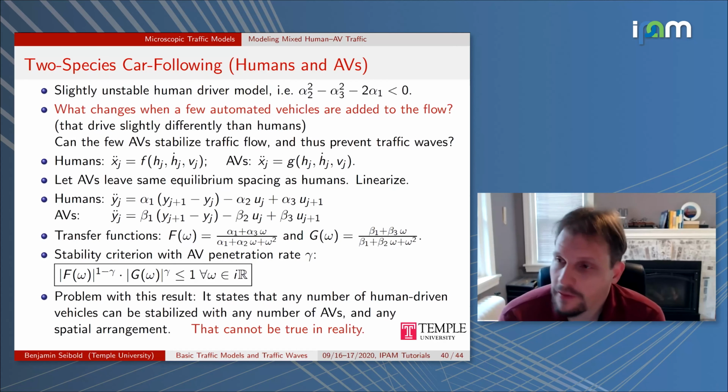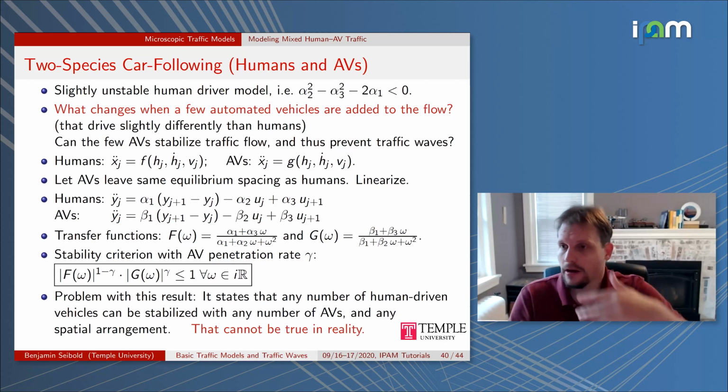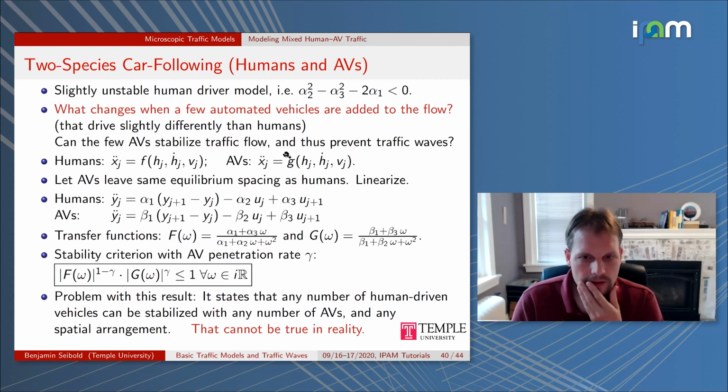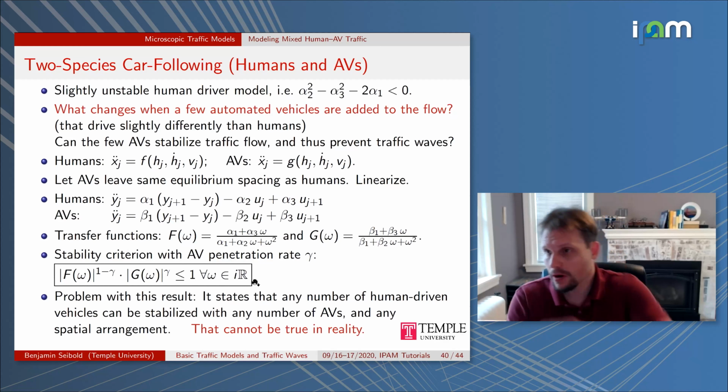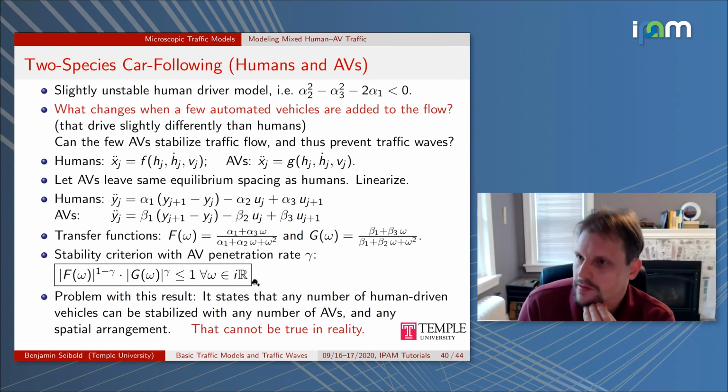Okay, and that's, for example, a very good example of a very interesting question that can be studied here, almost analytically. And there's a lot of interesting aspects. So for here we would have a transfer function F for the humans, slightly unstable here, and a transfer function G for the other cars, like control vehicles or autonomous vehicles, and you can ask, can a few autonomous vehicles stabilize the traffic flow? Well, the stability condition is that if the penetration rate of the autonomous vehicles is gamma, it's just this G modulus to the power gamma times the remaining power of F, and if that is less than or equal to 1 for all possible oscillation frequencies, then you have stability of the whole system.